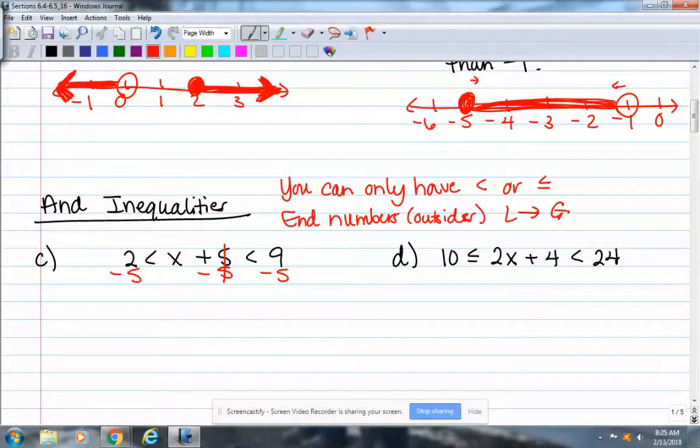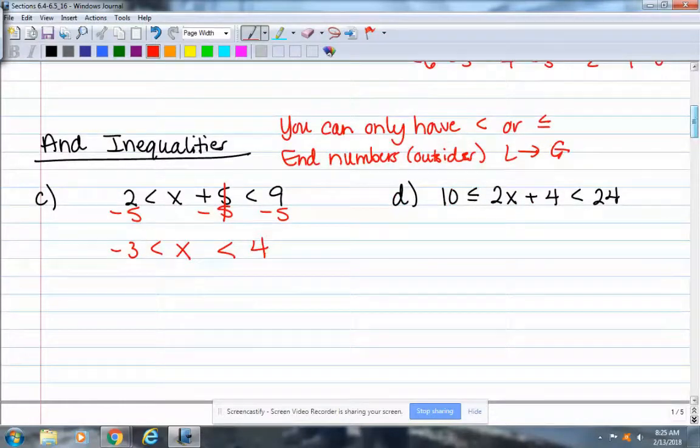Okay? So the only thing different, basically, when you're getting your middle x by itself, is you've got to do it in three places, not just two. And then you work it out. What is 2 minus 5? -3. It's less than x. And then copy the less than. What's 9 minus 5? 4. So our solutions are between -3 and 4.